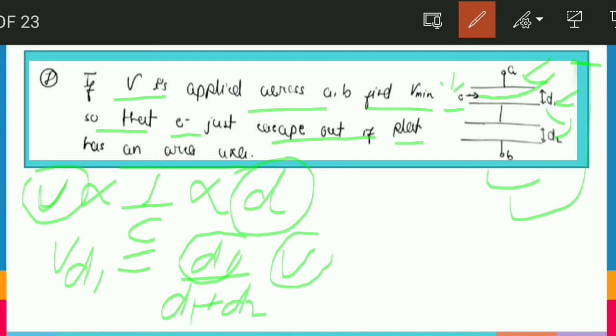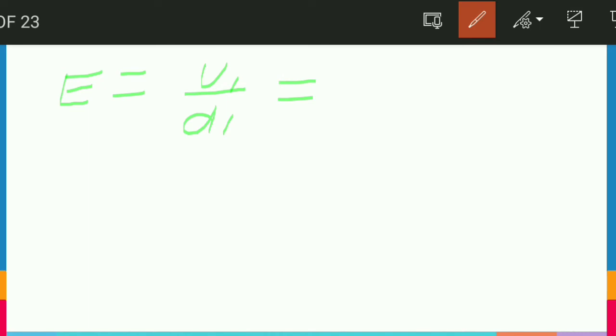Actually, we have divided V from the ratio rule so that across d1 it should be equal to d1 upon d1 plus d2. So friends, what will the electric field in that capacitor be? It will be E equals V1 upon d1. So it is just equal to how much? V upon d1 plus d2. This is our electric field in that capacitor.